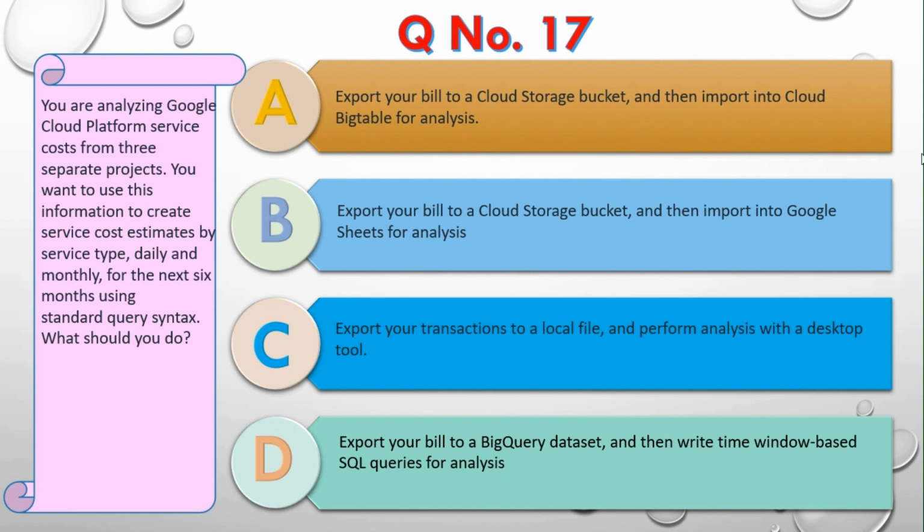What should you do? Option A, export your bill to a Cloud Storage bucket and then import into Cloud Bigtable for analysis. Option B, export your bill to a Cloud Storage bucket and then import into Google Sheets for analysis. Option C, export your transactions to a local file and perform analysis with a desktop tool. Option D, export your bill to a BigQuery dataset and then write time window based SQL queries for analysis.